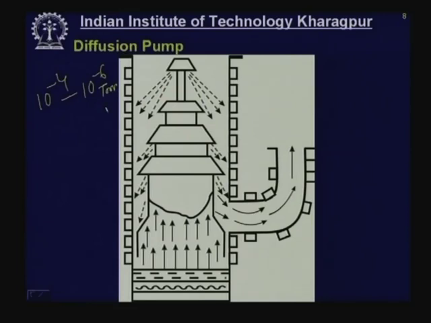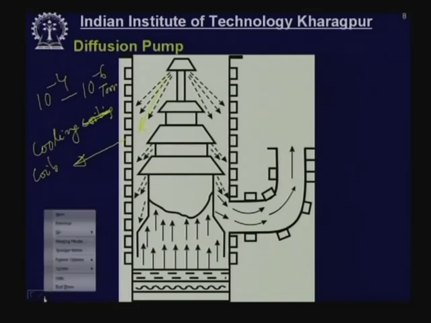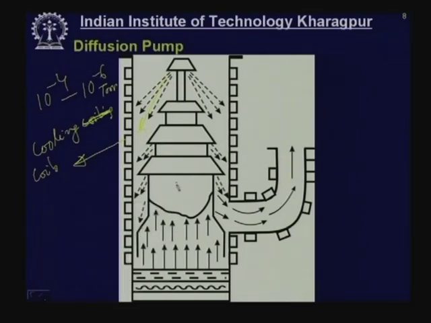To help proper working of the diffusion pump, we have a series of cooling coils, which help in condensation of these oil vapors in a very nice manner and entrainment of any residual air. Through these cooling coils, cold water is passed continuously. So, the diffusion pump is another very important part of the electron beam gun, which maintains an appropriate vacuum within the chamber.